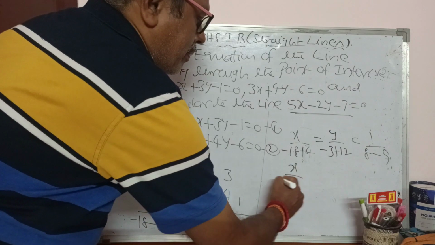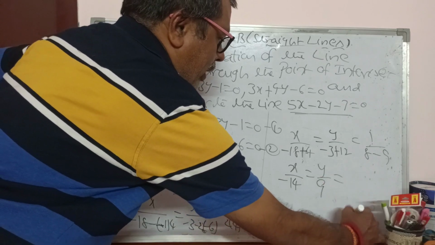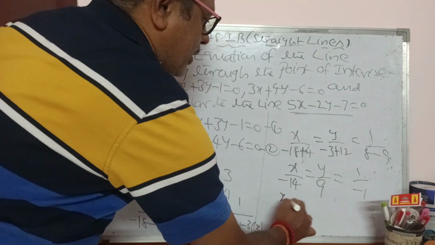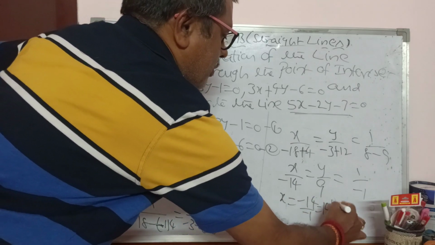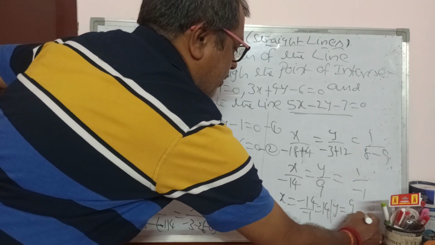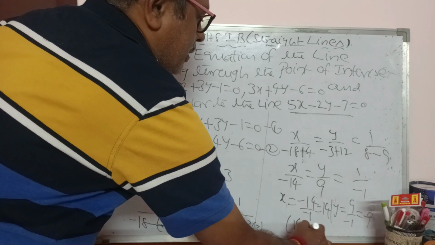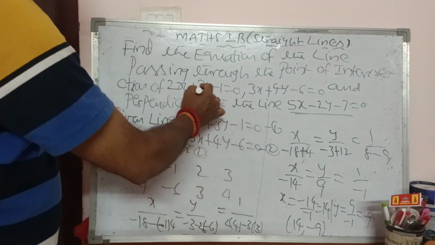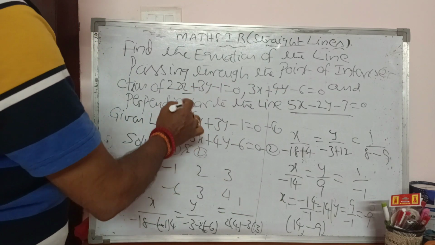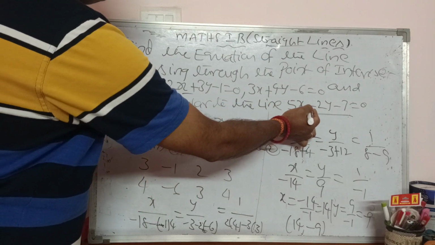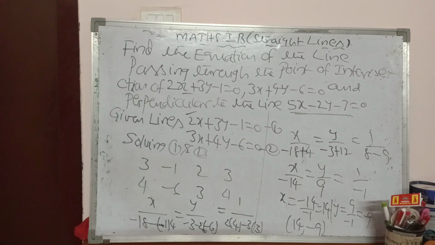Therefore, x by minus 14 is equal to y by 9 is equal to 1 by minus 1. Therefore, x is equal to minus 14 by minus 1 that is equal to 14. Y is equal to 9 by minus 1 that is equal to minus 9. Therefore, the coordinate is 14 comma minus 9. So therefore, the point of intersection of these two lines is 14 comma minus 9. And we have to find the line which is perpendicular to this line and passing through 14 comma minus 9.